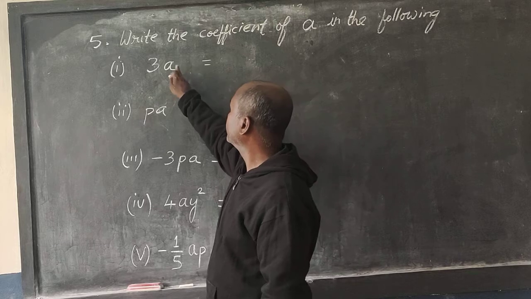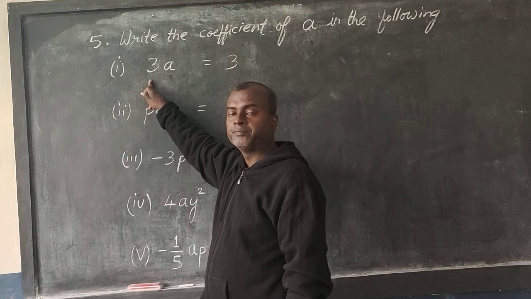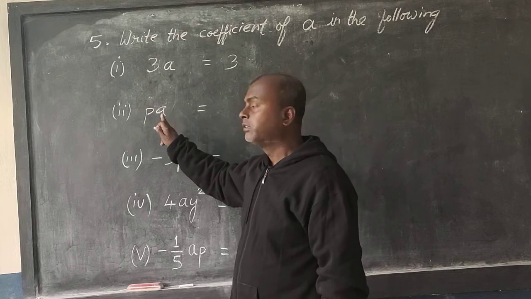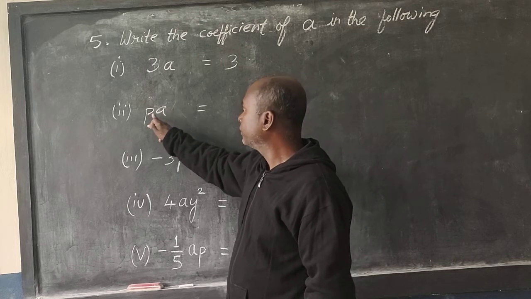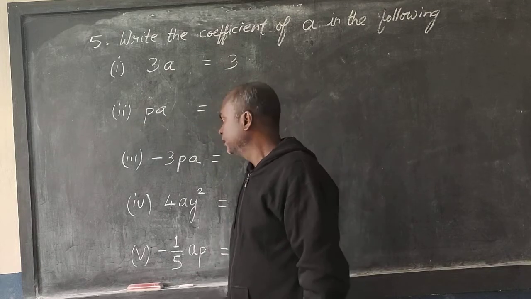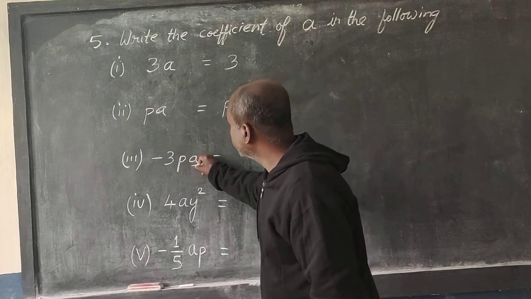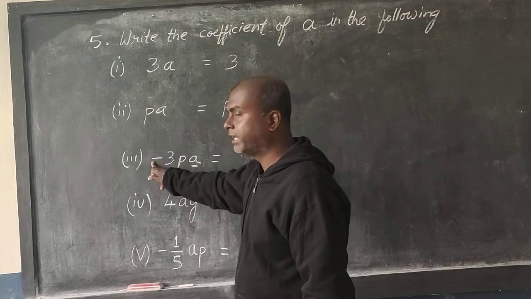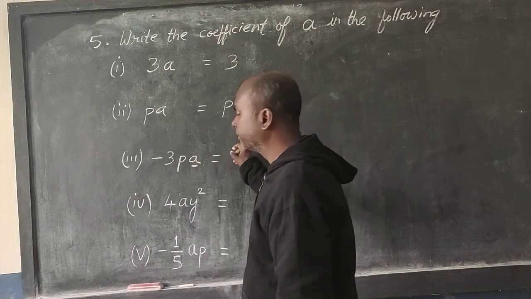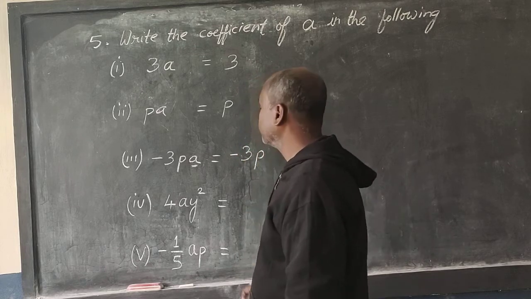For example, coefficient of A is 3. Apart from A, any other term that is present is the coefficient of A. Similarly, coefficient of A, that means you leave A. Apart from A, what do you have? You have P. So coefficient of A is P. Next, here also coefficient of A. That means you leave this term A, and what are the other terms? You have minus 3P. So leaving A, you have minus 3P. Minus 3P becomes the coefficient of A. So in this case, coefficient of A is minus 3P.